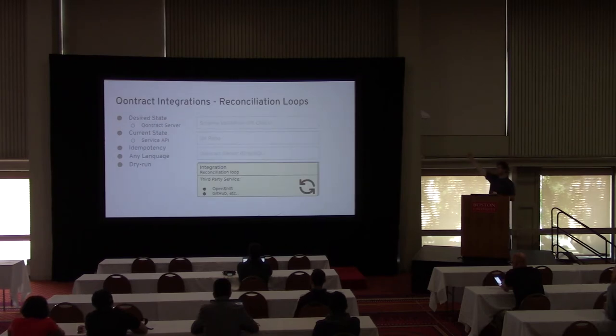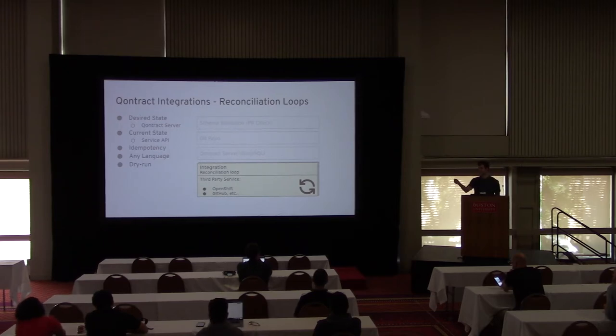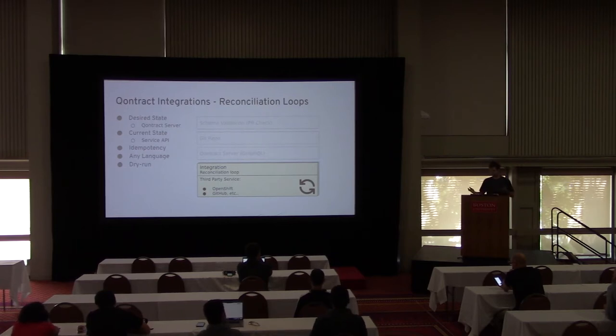So we've talked about the upper part of the stack. Now I want to talk about the integrations. How do we write them, and what are they? So integrations are extremely simple to write. They just need to follow these small patterns. They fetch the desired state by contacting the GraphQL server. They fetch the current state by using the API of whichever service you're managing, GitHub, Vault, Jenkins, Quay, whatever.